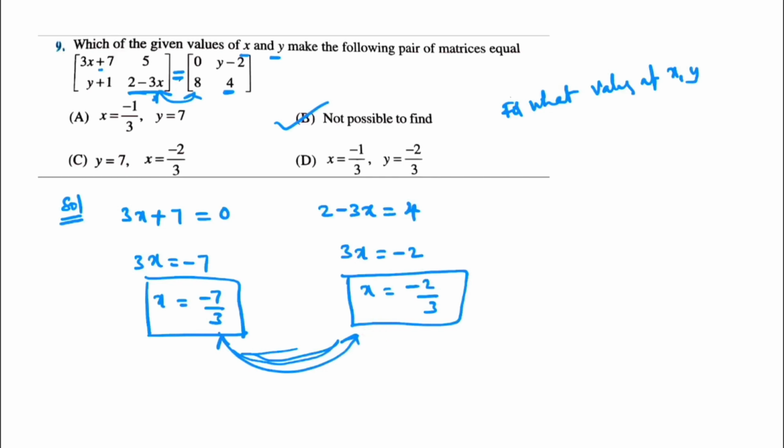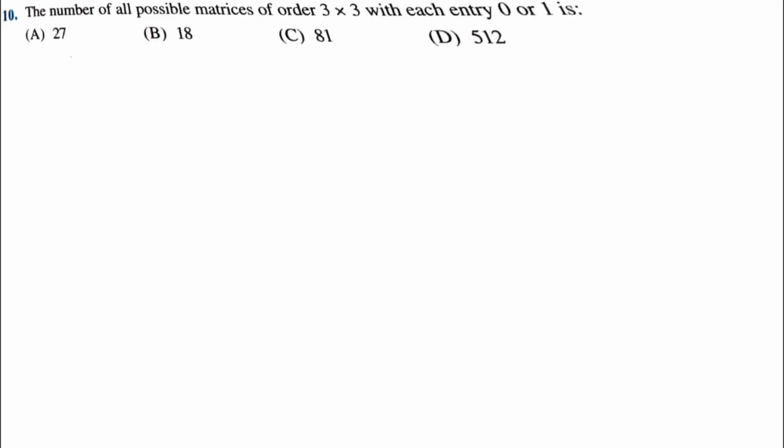Right. Now, last question of this exercise. The number of all possible matrices of order 3 by 3. 3 by 3 matrices means how many elements will be there? 1, 2, 3, 4, 5, 6, 7, 8, 9. Total 9 elements will be there in 3 by 3 matrix, whose entries are 0 or 1.